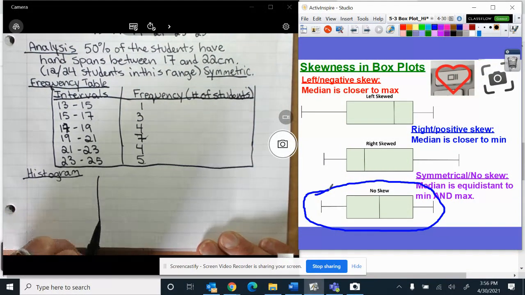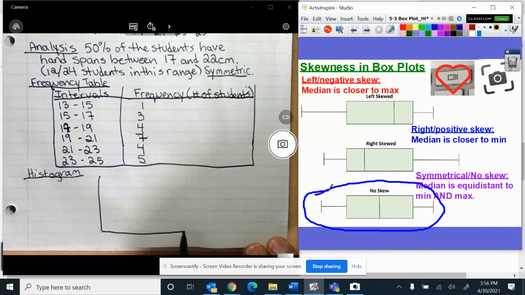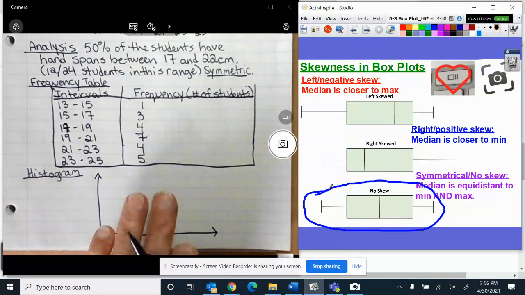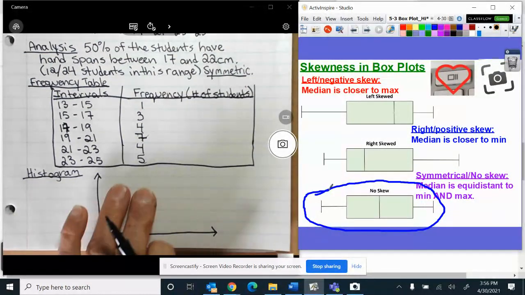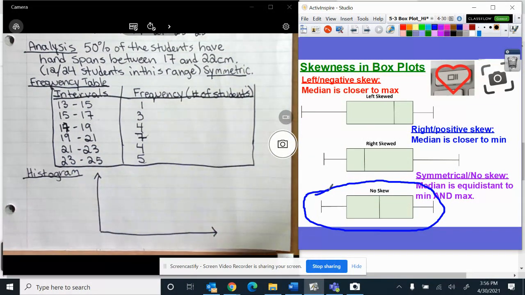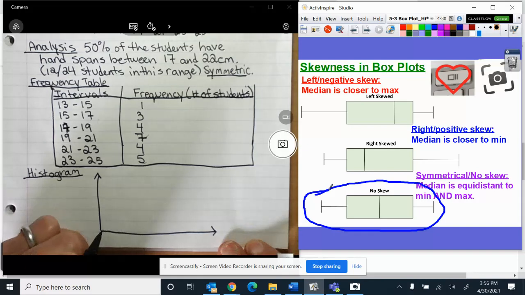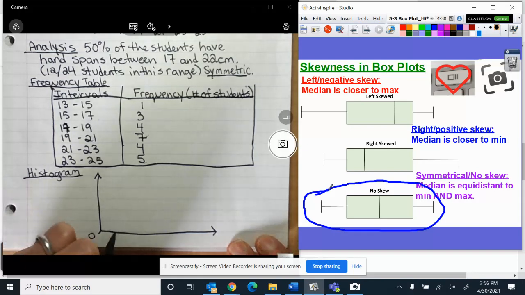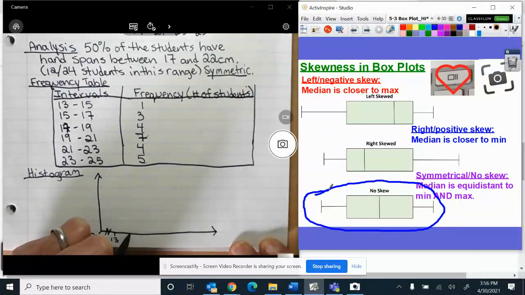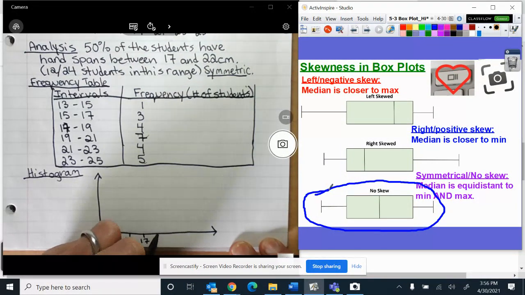First, draw the L. All of our frequencies are positive and our intervals are positive. So we'll use the positive x-axis and the positive y-axis. Please create a break right here because our data does not start until 13. And then go up by 2s, just like the frequency table.